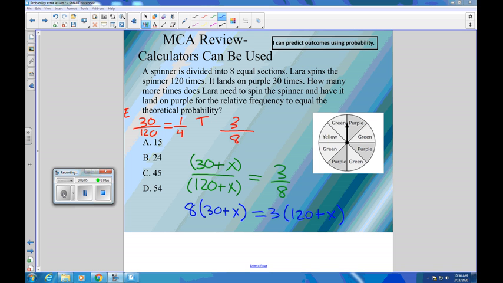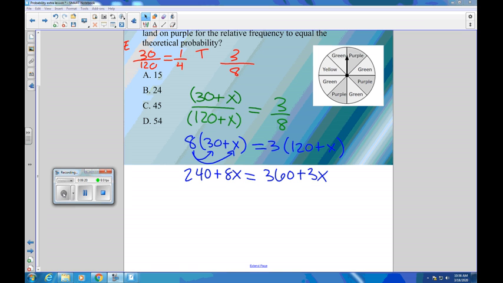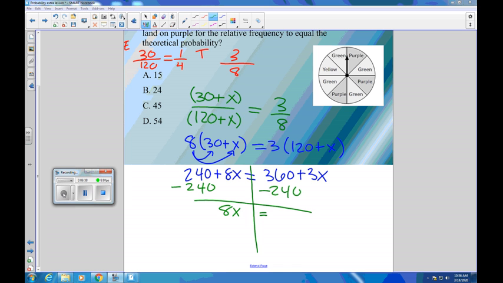Then all we need to do is distribute. So I'm going to distribute the 8 here. So I get 240 plus 8x equals 360 plus 3x. We're not done because we need to solve for x. I need to get all my x's on the same side and all of my constants on the same side. So I'm going to start first with 240. Take that away from both sides. So I'm left with 8x equals 120 plus 3x.